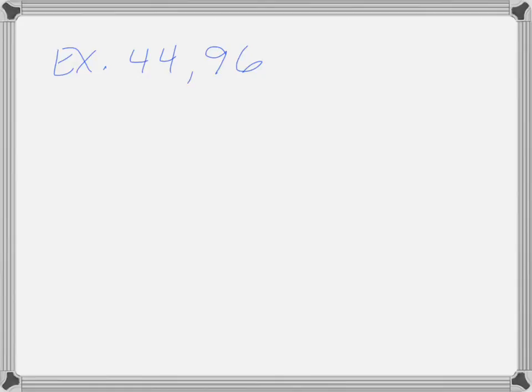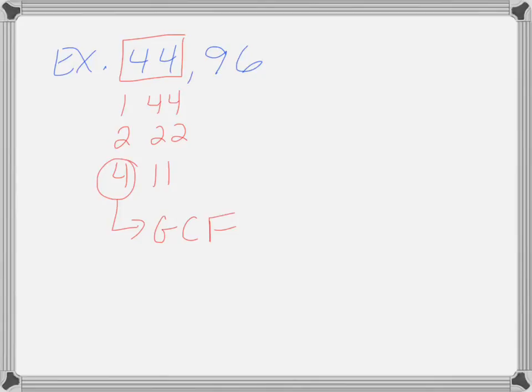And one more, let's look at 44 and 96. So the smaller number, and I list everything you multiply together to get 44. 1 times 44, 2 times 22, 4 times 11. And out of those 6 numbers, the largest one that also divides into 96 is 4. So 4 is the greatest common factor.